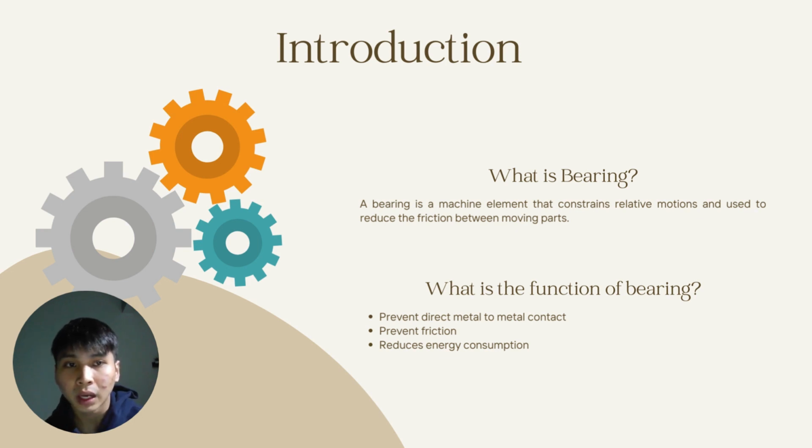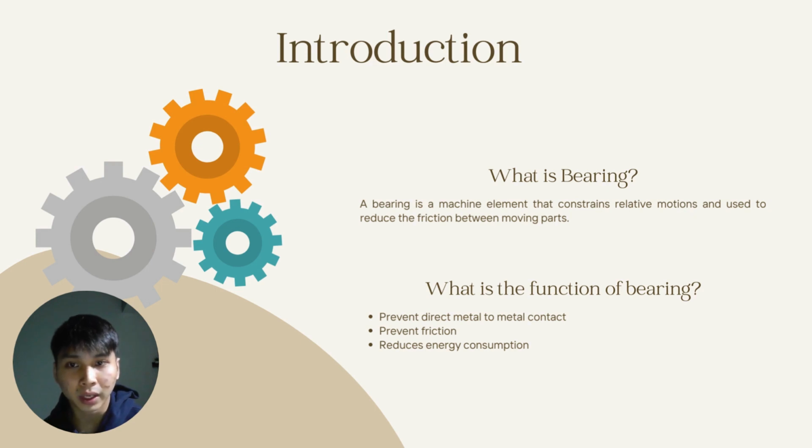I will start with the definition of bearing. So, what is bearing? A bearing is a machine element that constrains relative motions and is used to reduce the friction between moving parts. For example, the application of bearing on a sliding door. A door cannot be lifted or removed from its place, and the possible movement is restricted to sliding motion by bearing. They are easier to move, and when friction is reduced, the speed and efficiency of an object will be enhanced.